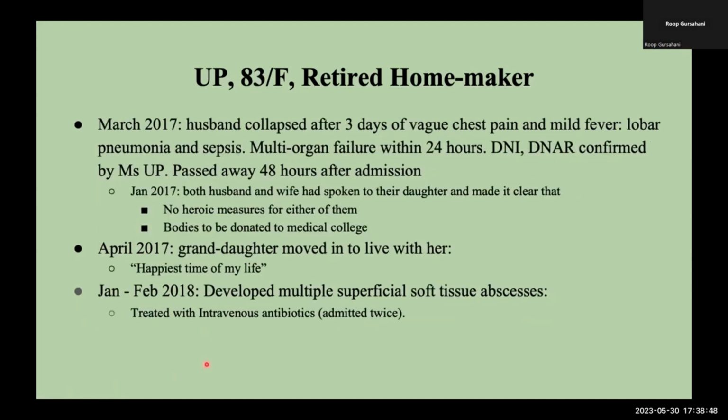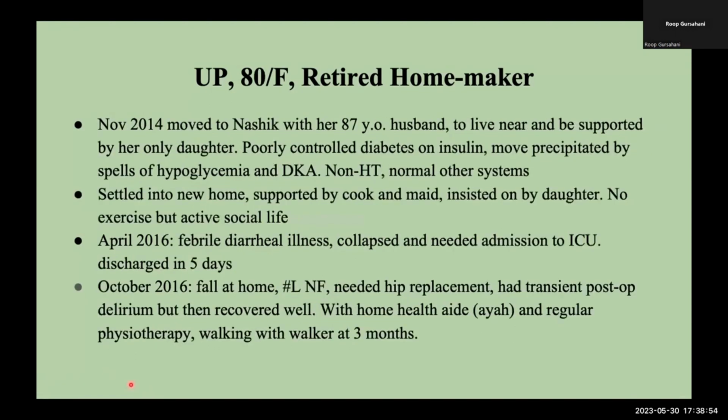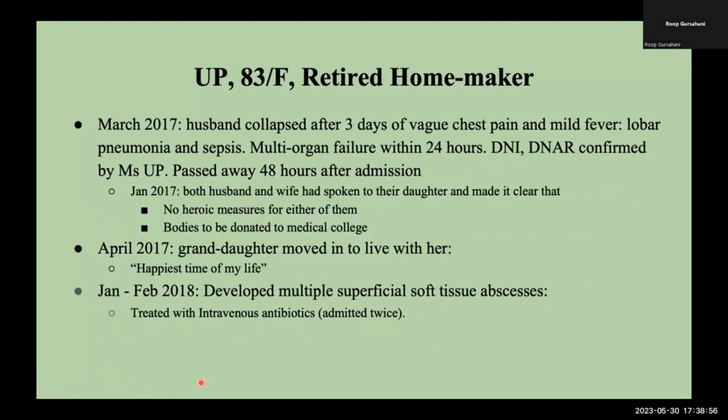In 2017, next year, about 6 months after her first major illness, a little less than a year after it, the husband collapsed after 3 days of vague chest pain and mild fever. It turned out to be lobar pneumonia, with multi-organ failure. His wife confirmed do not intubate and do not attempt resuscitation orders, and he passed away 48 hours after it.